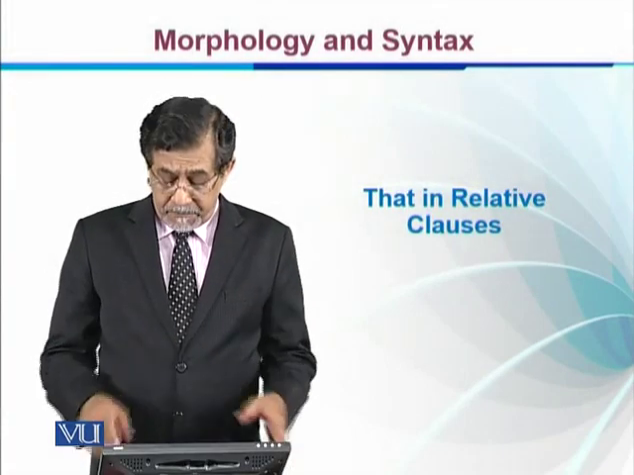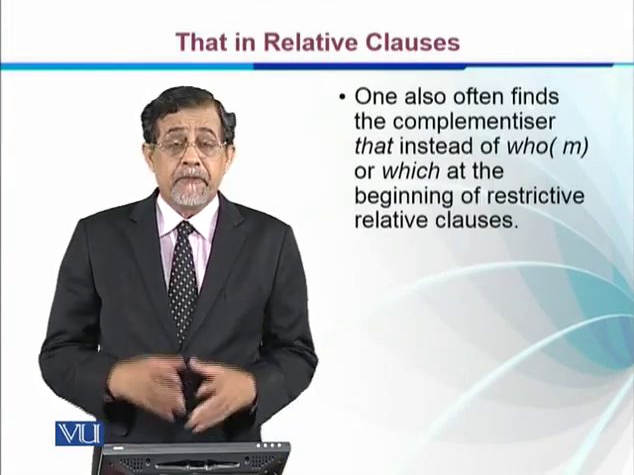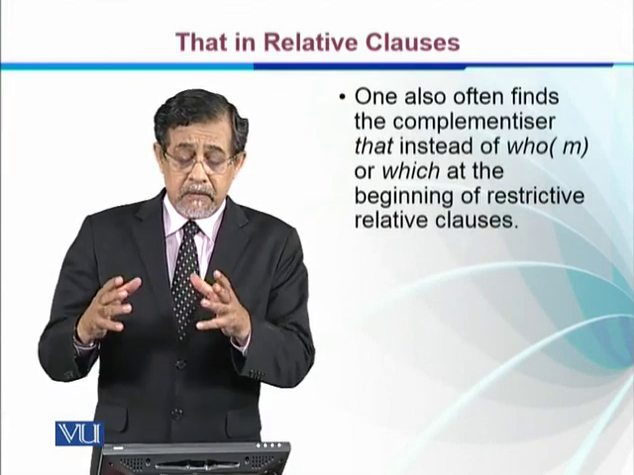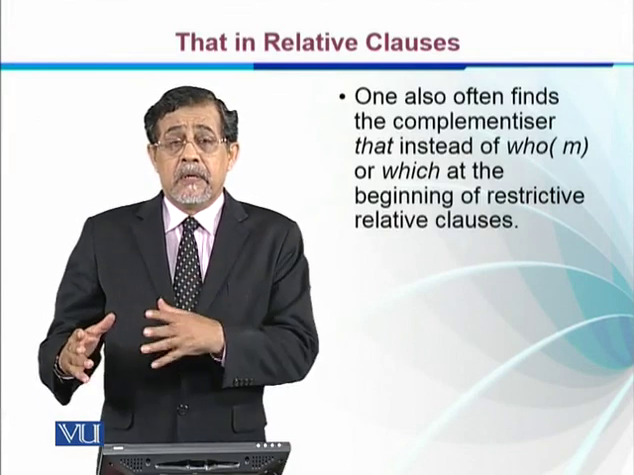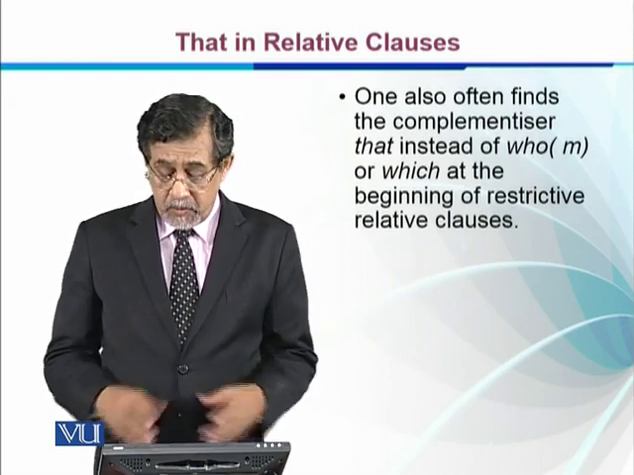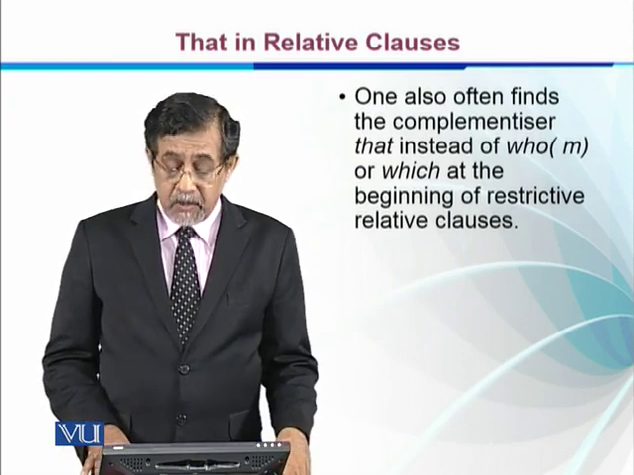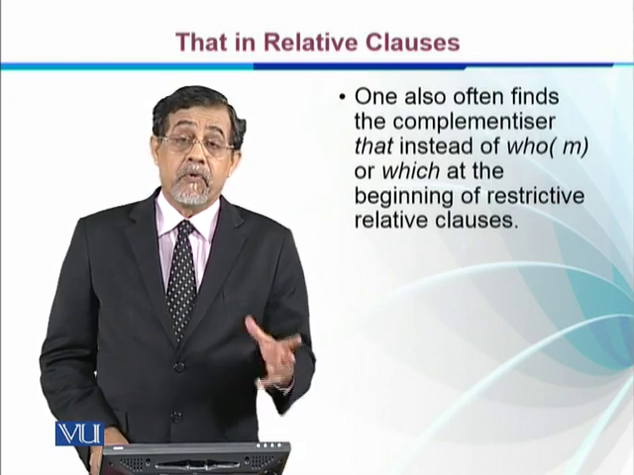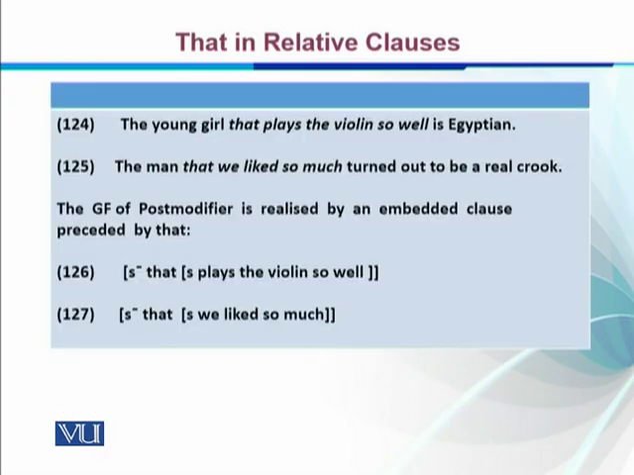So one often finds a complementizer other than who or whom, which are that and which, etc., at the beginning of a restrictive relative clause. If we look at these sentences, the young girl that plays the violin so well is Egyptian. So we have a relative clause that starts with that plays.